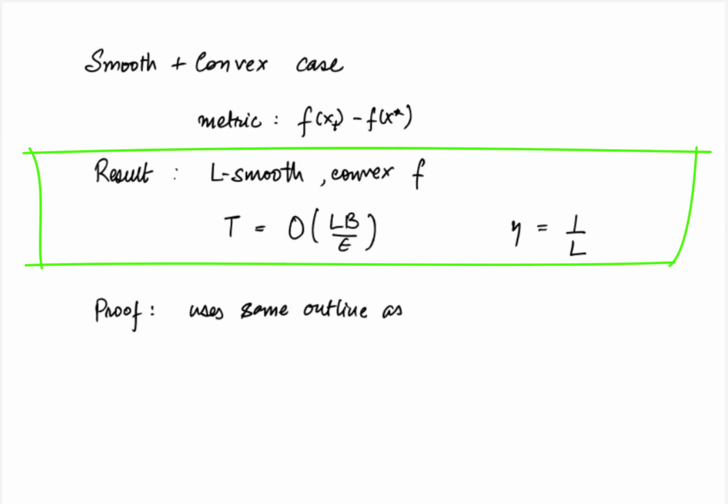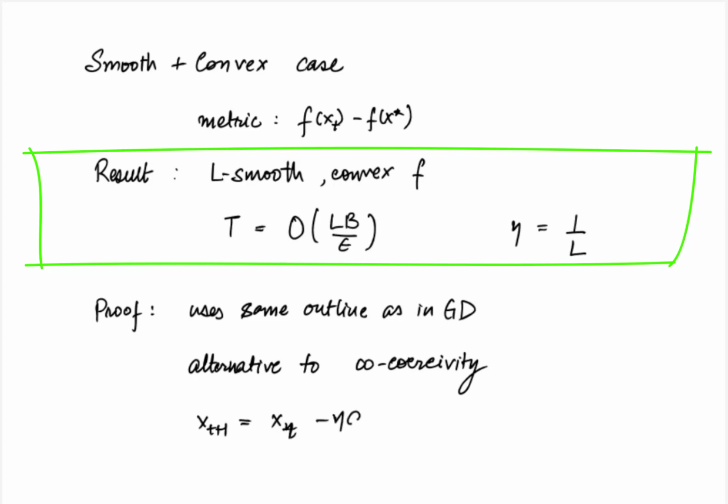Of course, however, the co-coercivity property does not hold for the gradient map, and instead we have to use another alternative property that would not be as general but would hold only at xt. We will basically be using the compact form of the updates given by xt plus 1 equal to xt minus eta times g eta of xt, where recall that g eta of xt is the gradient map.